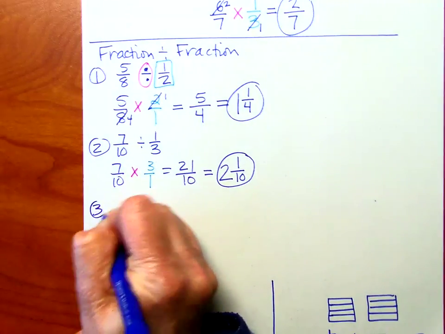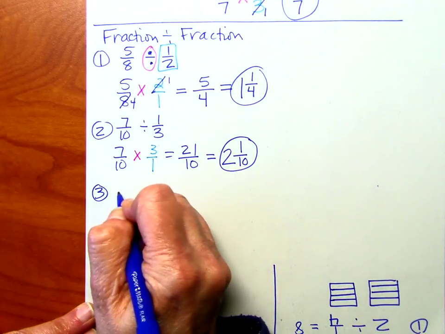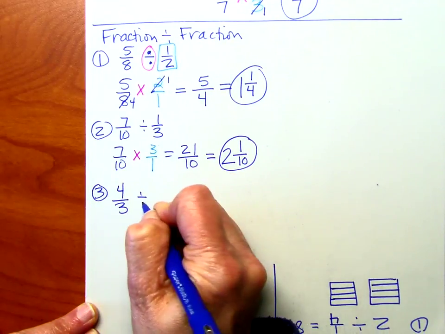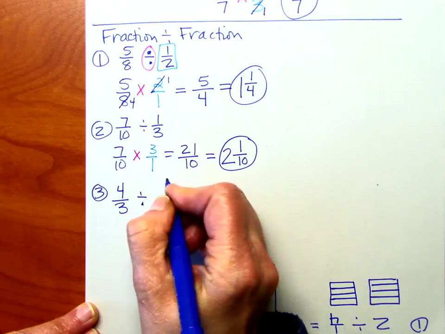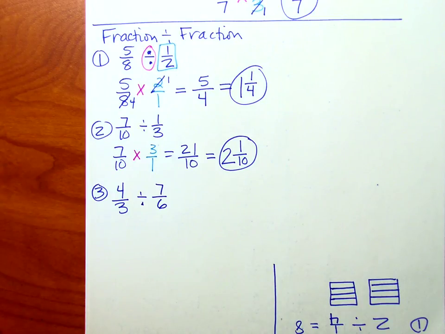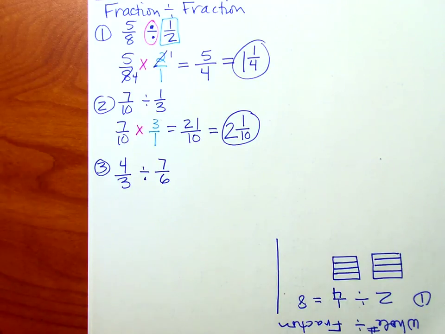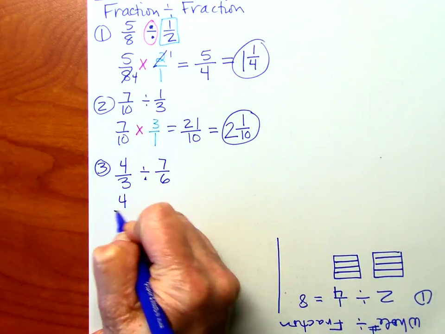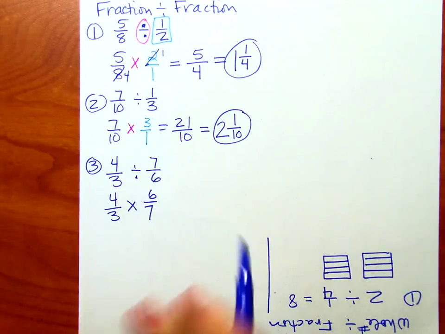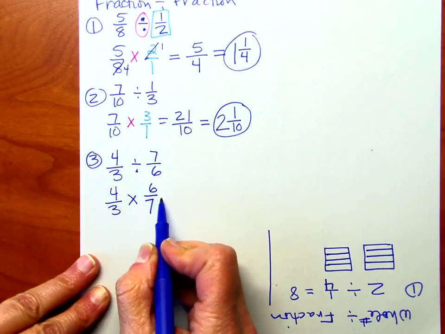In this third example, let's use an improper fraction. So let's say we have 4/3 divided by, and we could do another improper fraction. Let's see what happens. How about 7/6? That's hard to say. 7/6. Okay, so we're going to basically do what we've been doing. So 4/3 times 6/7. Notice I'm not using the colors anymore. You can if you want. I think you're getting the idea here.